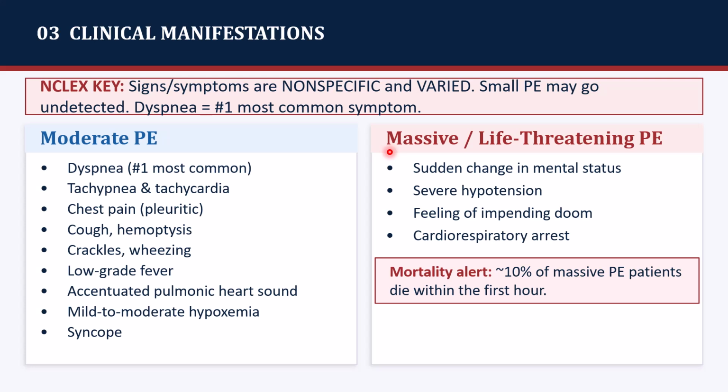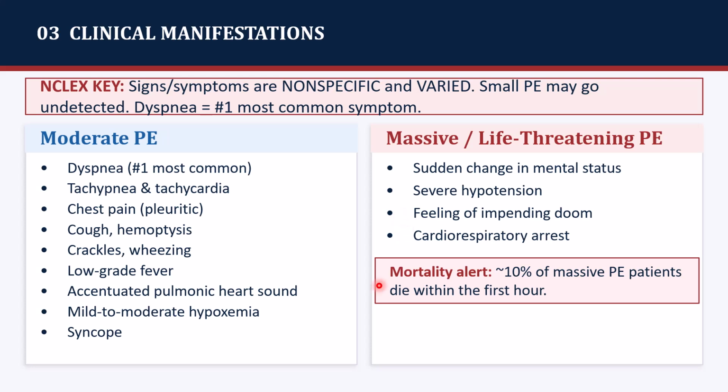Now, massive PE is a completely different beast. This is a true emergency. You will see a sudden change in mental status. This is huge. Severe hypotension. The patient may describe a feeling of impending doom. They sense something is terribly wrong, and in the worst case, you are looking at cardiorespiratory arrest.